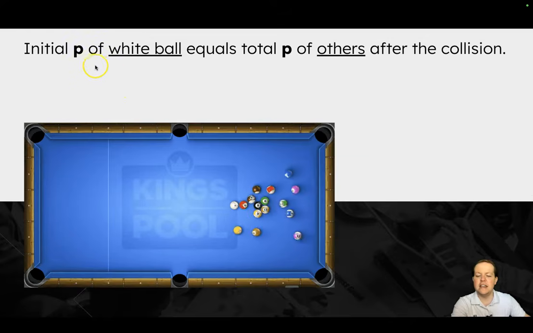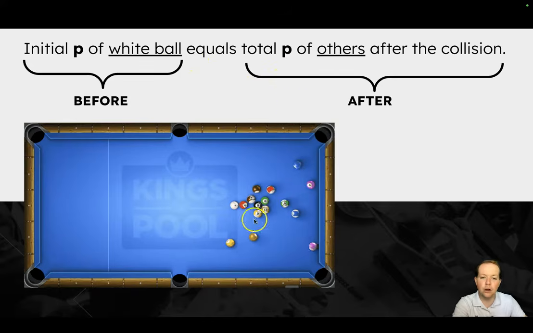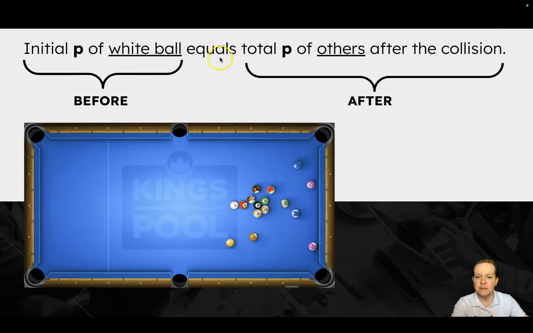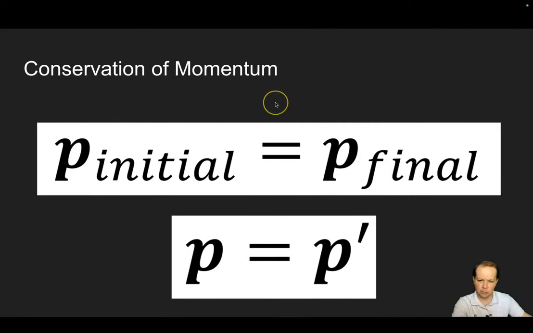So let's see it in words. The initial momentum of the cue ball is equal to the total momentum of the other billiard balls after the collision. Again, we're talking about before and after. And the before momentum, this is an important word, equals the momentum that we have after. The momentum we have in the beginning is equal to the momentum at the end. You could write it as an equation, and it looks kind of silly just because it's like P equals P. But this is what it's saying. The momentum in the beginning, or initially, must be equal to the momentum after, the momentum final.